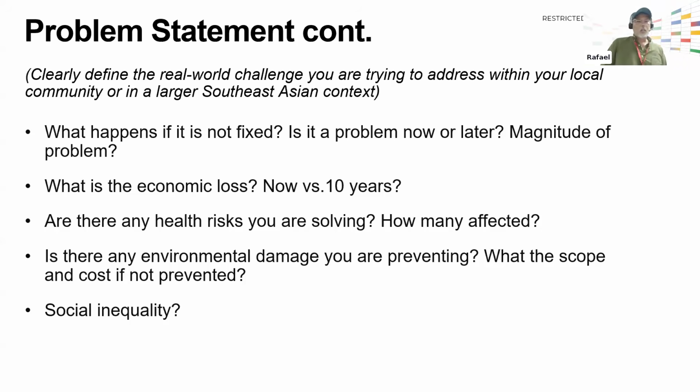Okay, right. So for those of you that are looking at something that is more widespread, global, if you're looking at geo observation using AI for that, maybe to stop deforestation, maybe to stop particular landslides in communities or in certain urban locations or rural locations, are there any environmental damage that you are preventing? What is the scope? What's the cost of it if it's not prevented? So these are, again, just giving you some ideas.